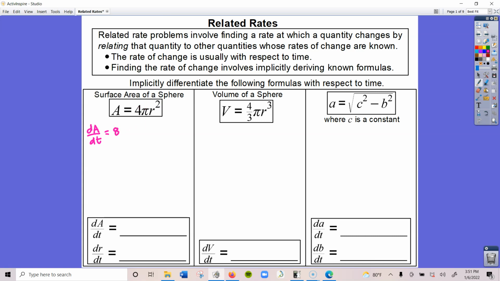So that would be 8 pi r, and now the derivative of r, remember just like we do with implicit when we take the derivative of y and then you multiply by dy/dx, we do the same thing. The derivative of r would be dr/dt. Now what this represents, dA/dt, is the rate at which area is changing. And dr/dt is the rate at which the radius is changing, because that's what r represents.